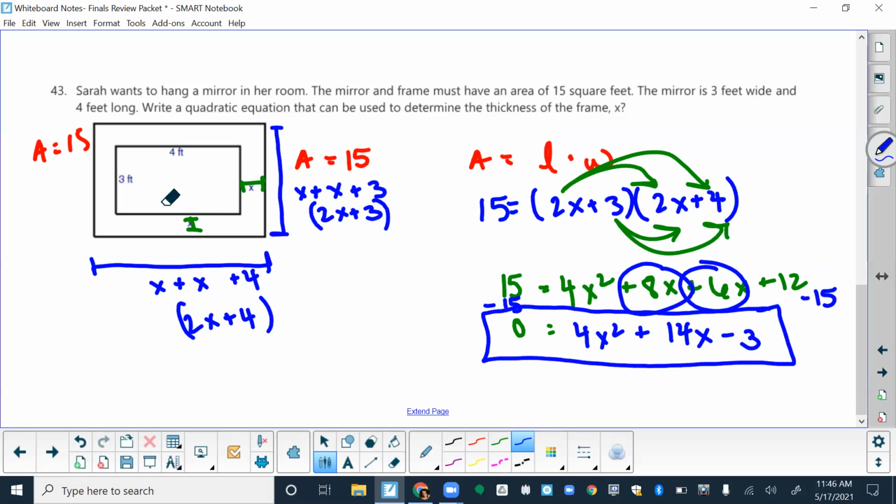All right, so again, just to review, it's basically 4 plus X plus X. And then over here, it's 3 plus X plus X. Simplify it, multiply them together because it's length times width. That gives us the area is 15. FOIL this, move the 15 over, and you get an expression that looks like this, which matches one of your answer options. All right, study for your final, which is tomorrow, and make your note card, and I'll see you guys tomorrow.